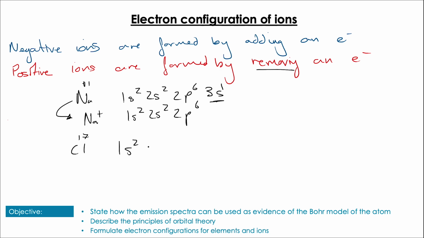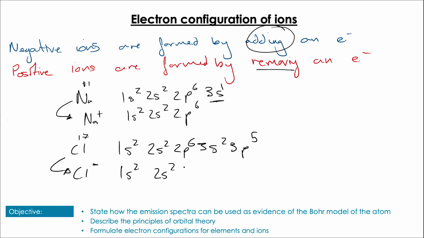With chlorine-17, we have the same configuration, except once we get to the 3 shell, we have 3s2, 3p5, and if it gains 1 electron, then we end up with the 3p6 configuration.